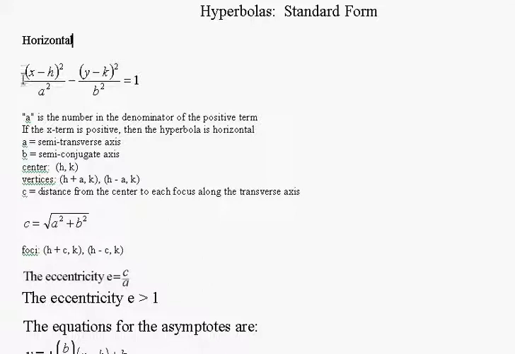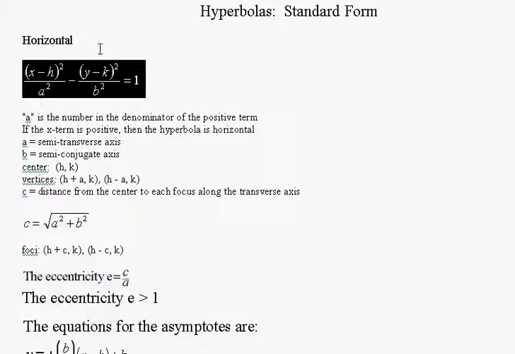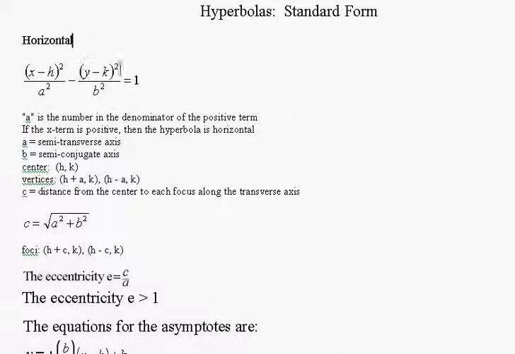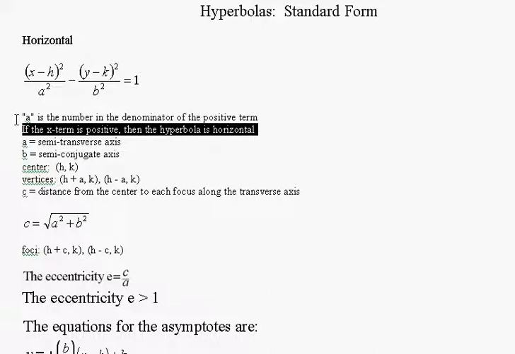However, the way we determine whether it's horizontal or vertical goes like this. We look at them and see which fraction is not being subtracted. So we have the fraction with the y term here being subtracted. The fraction with the x term is not being subtracted. And that determines which way the hyperbola is going to go. If the x term is not being subtracted, then our hyperbola is horizontal, just like the x-axis goes left and right. Our hyperbola is going to open left and right.